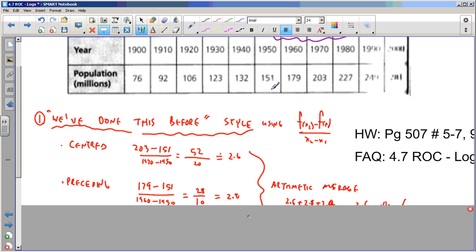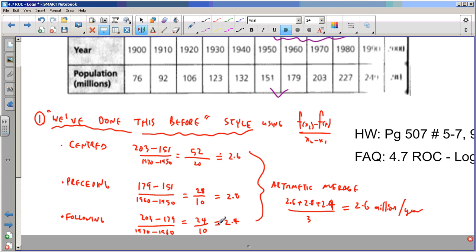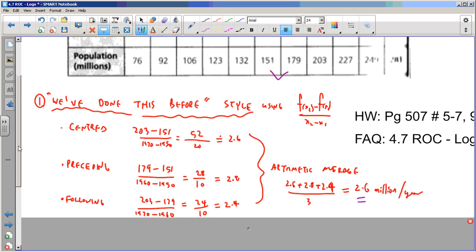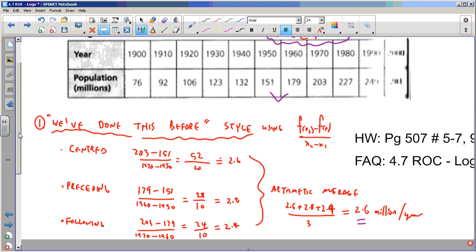Preceding interval would be from here to here, and we use the same calculation. And then the following interval, we get a slightly different calculation. So 3 different calculations. We can find the arithmetic average, just add them up and divide by 3 and say, yeah, maybe it's about 2.6 million people a year. And we did this technique in Unit 0. We also said another way that we might want to do this is by getting a model.